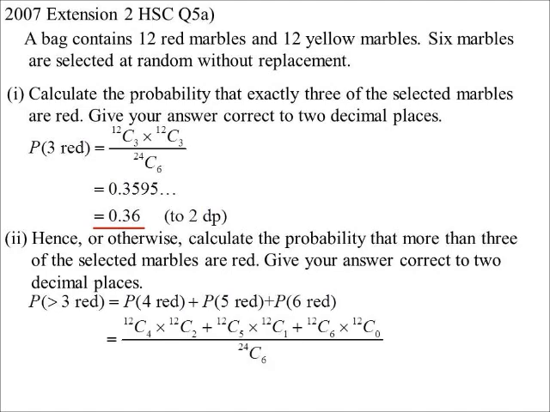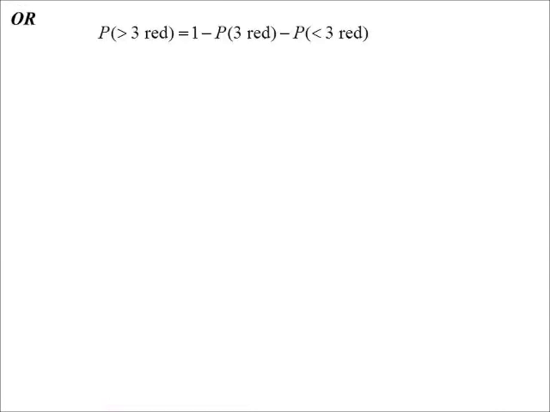So 4 red, 12C4, times 2 from the yellow, 12C2, plus 5 from the red, 1 from the yellow, 12C5 times 12C1, and then all of them from the red, 12C6. I don't really have to write 12C0, since that's equal to 1 anyway. And that works out to be 0.32. But what I thought was interesting is that it said hence or otherwise. What I just did was the otherwise. I haven't used part 1.